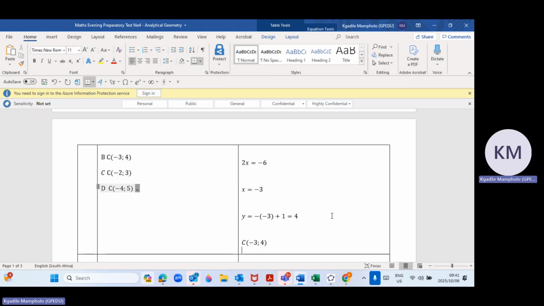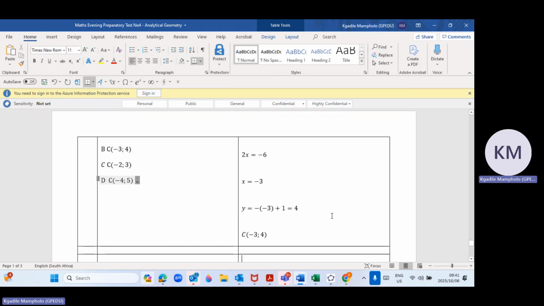Learners, that's the end of the mediation of the answers of the test written on the 6th of October 2010, analytical geometry. So please keep on going back to this. If when you check the answers you don't understand, then I try to explain everything here.